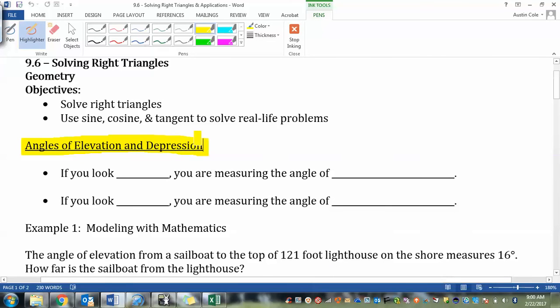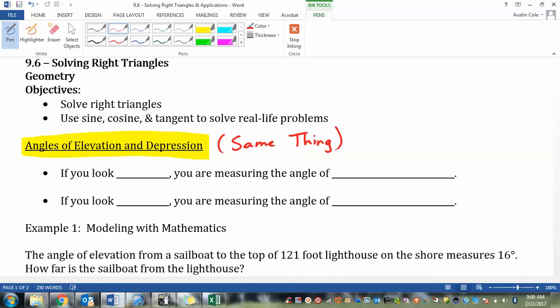Now, the biggest thing we need to understand is that those things are the same thing. Okay? They're the same thing. Now, it just depends whether you're looking up or whether you're looking down. Okay? So it says if you look up, you are measuring an angle of elevation. Okay? If you're looking down, that is an angle of depression.